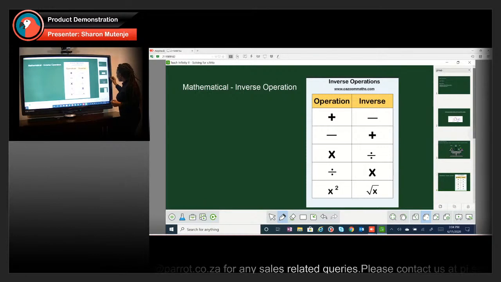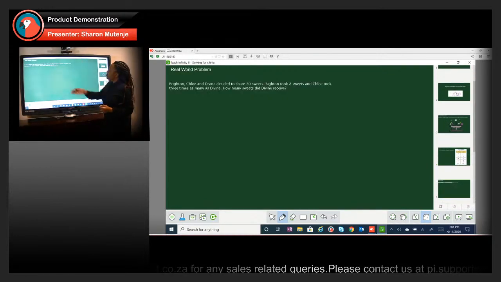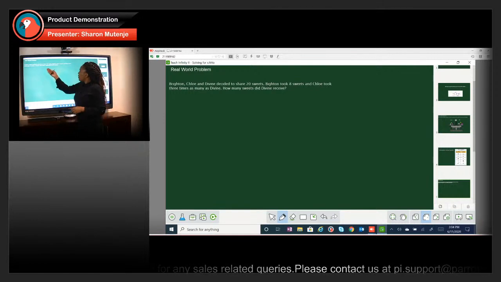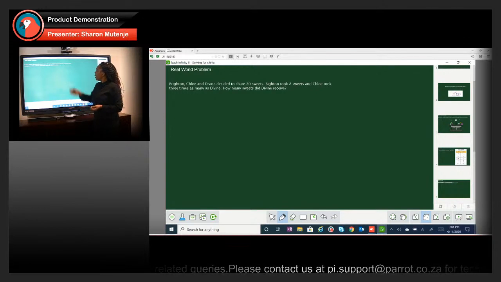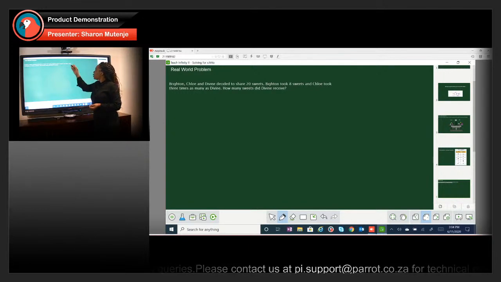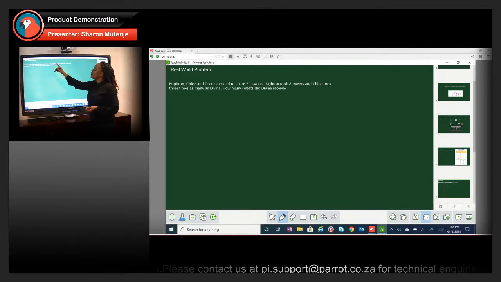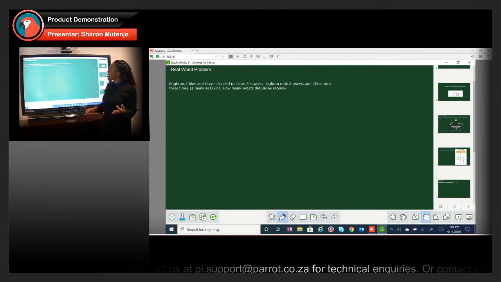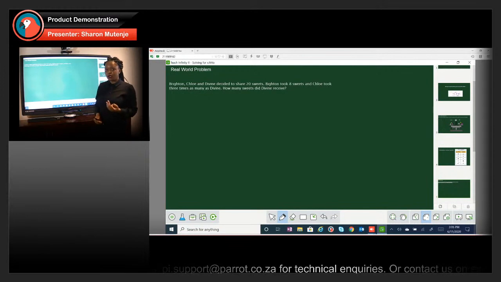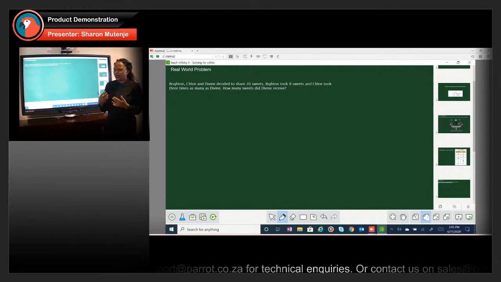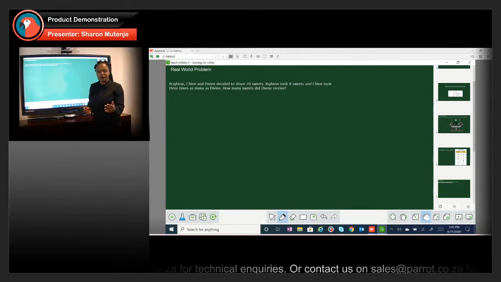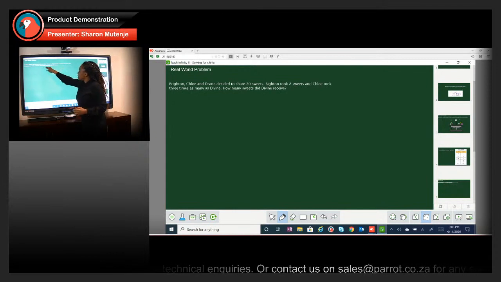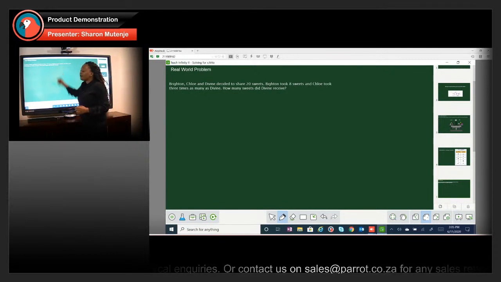I'm going to use a simple real world problem. Brighton, Chloe, and Divine decide to share 20 sweets. Brighton took 8 sweets and Chloe took 3 times as many as Divine. How many sweets did Divine receive? So you can see I have 3 individuals who have 20 sweets, and they are not sharing these sweets equally. They are sharing according to this expression. The last statement asks how many sweets Divine received.